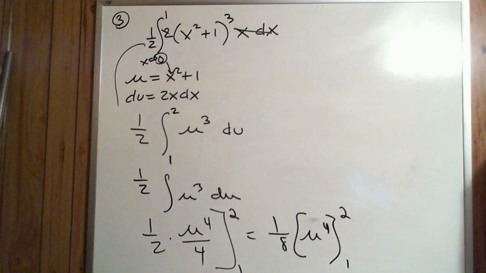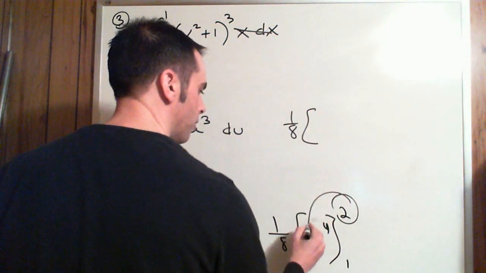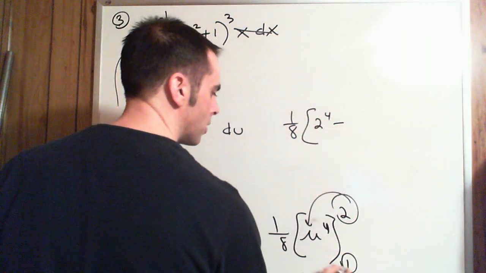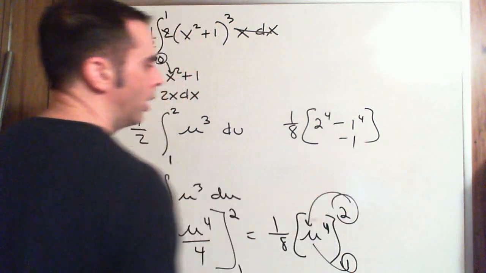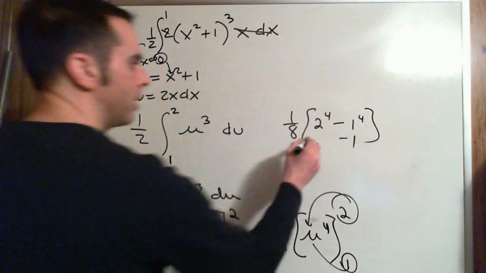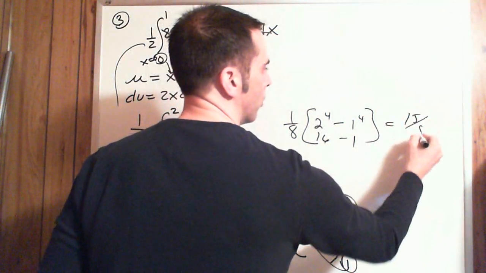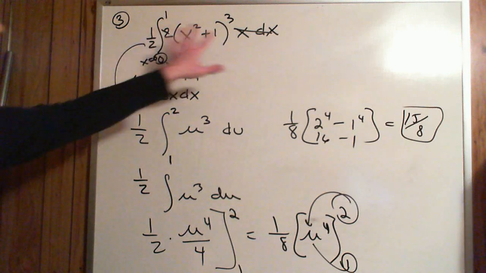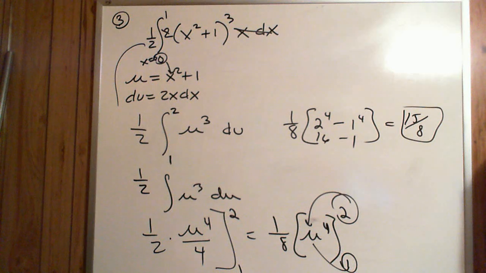And then now I have to put my limits of integration in. So it'd be 1/8. Top goes in first. So it'd be 2 to the 4th minus 1 to the 4th. And we know that 1 to the 4th is 1, and 2 to the 4th is 16. Minus 1 is 15 over 8. And once again, you can always check yourself by putting this into the TI-83 and the Math 9 and verify that your answer is correct.